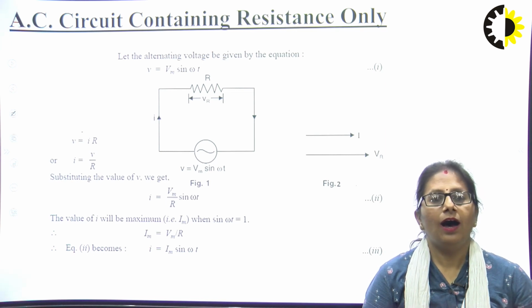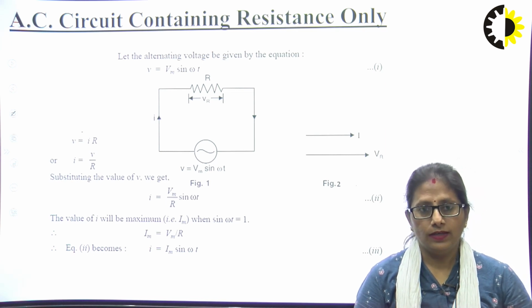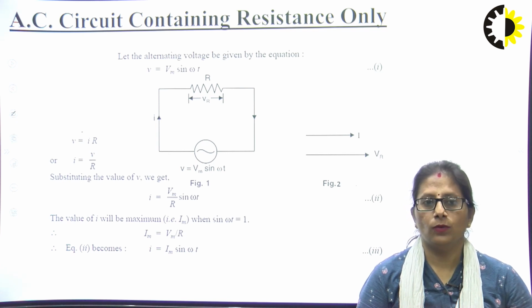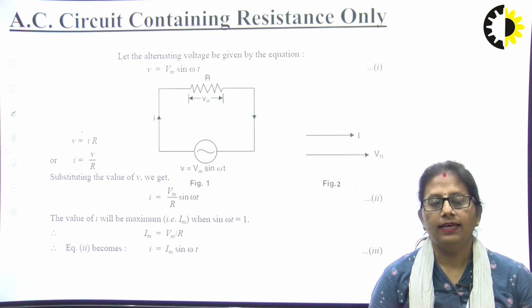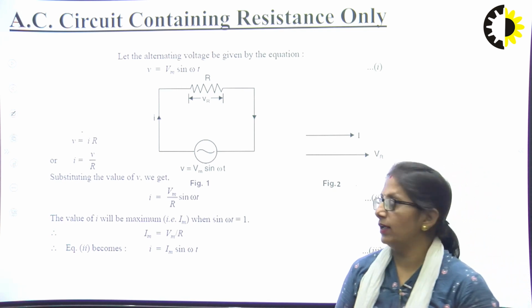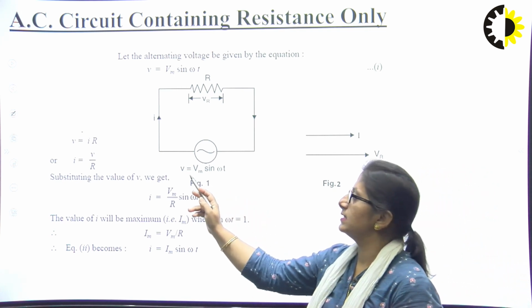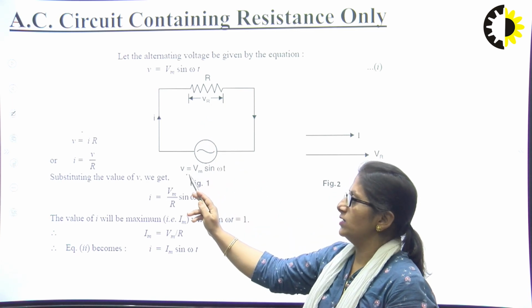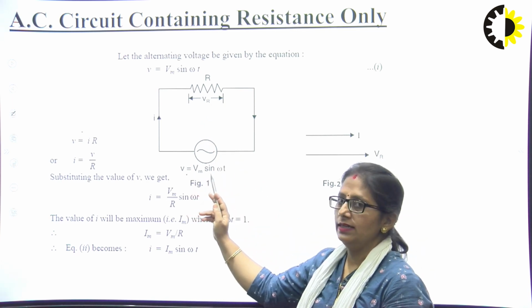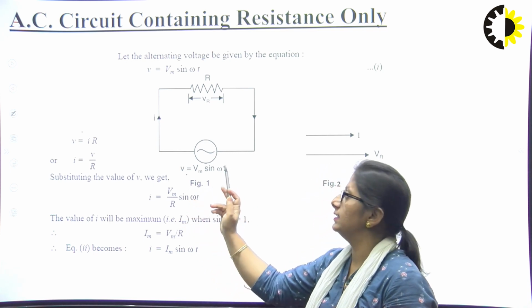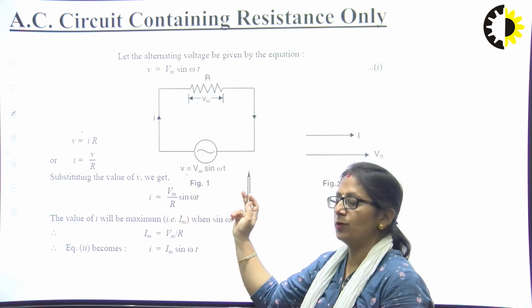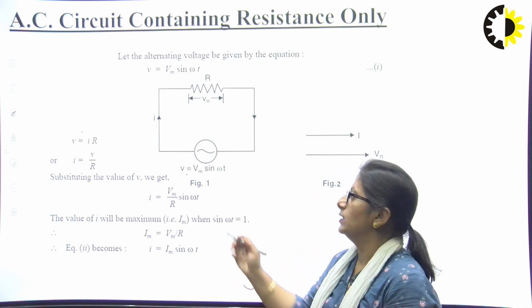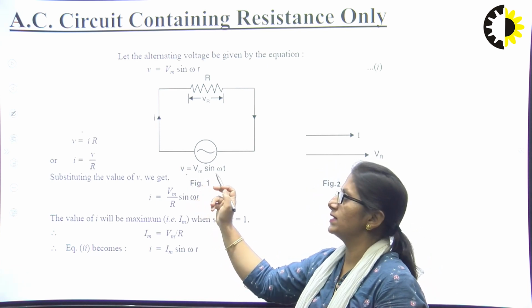That means how the circuit will behave if a pure resistive load is attached to a purely sinusoidal waveform, or I must say the supply is purely sinusoidal. If the supply being given to the pure resistor has voltage V equals Vm sin omega t, I suppose everybody knows this is the instantaneous expression for representing any sinusoidal waveform, right? So, the instantaneous voltage is given by Vm sin omega t.